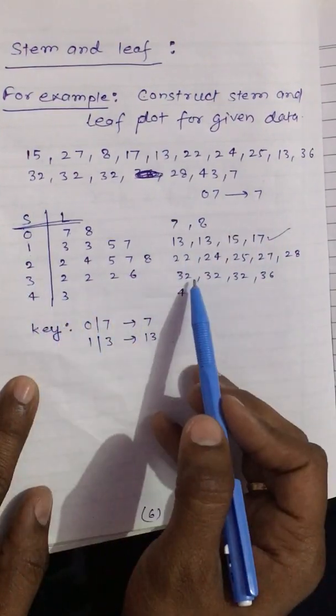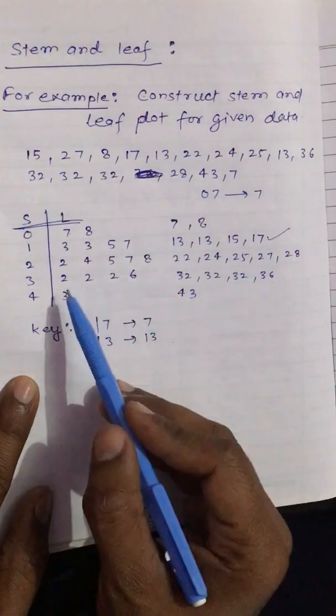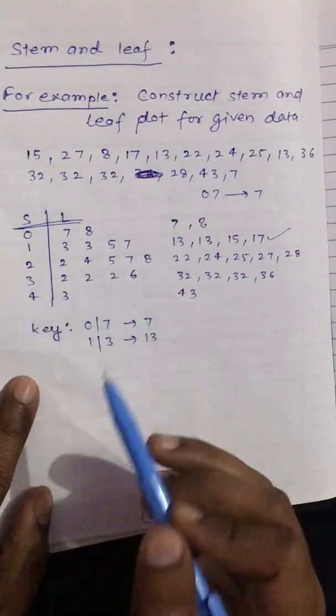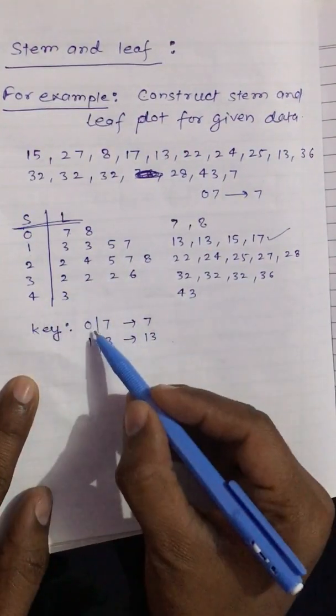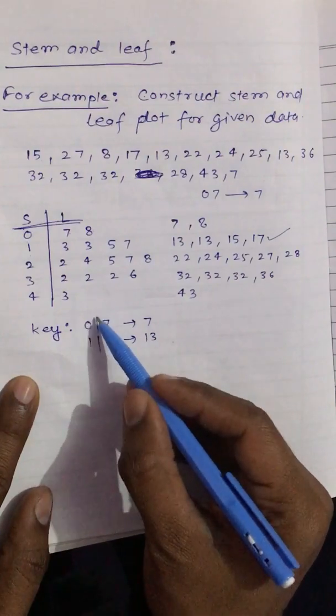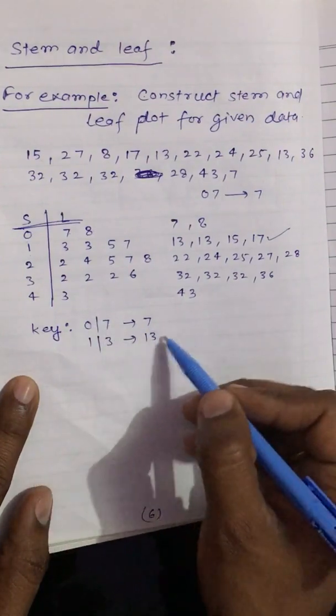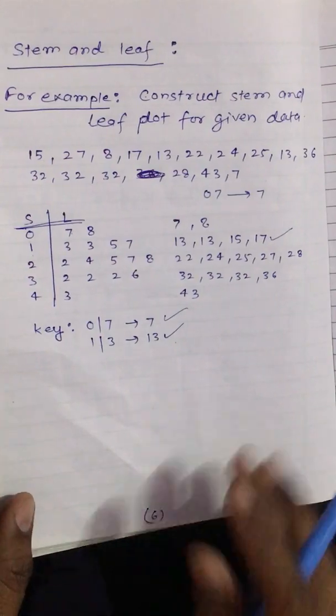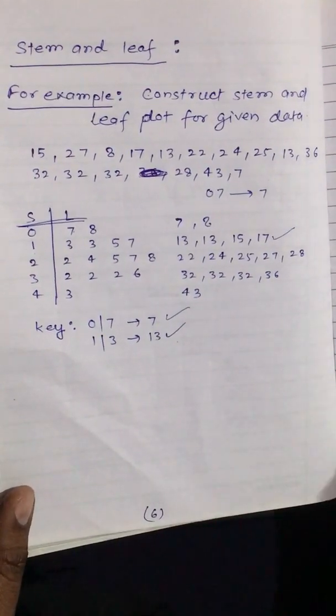3 is the stem with leaves 2, 2, 2, 6, because 32, 32, 32 and 36. 43, 4 and 3. For the key, you can give it separately here: 0|7 means 7, or 1|3 means 13. Understand? This is stem and leaf.